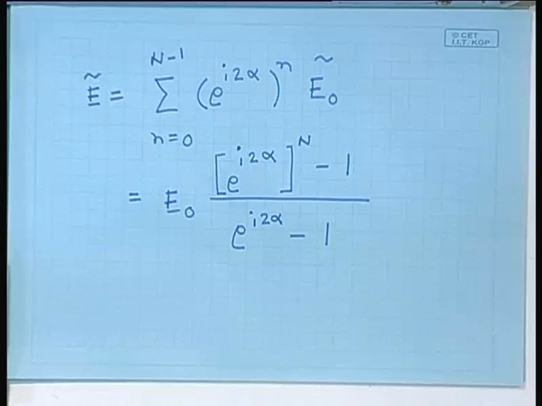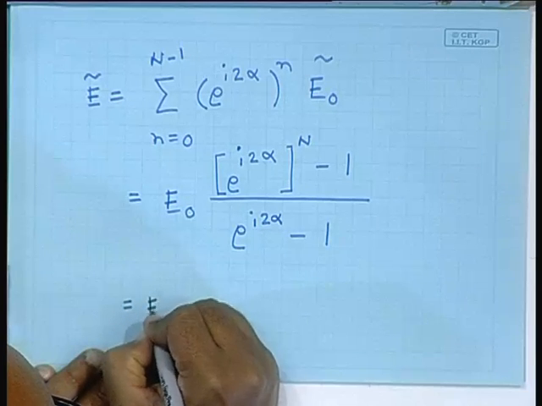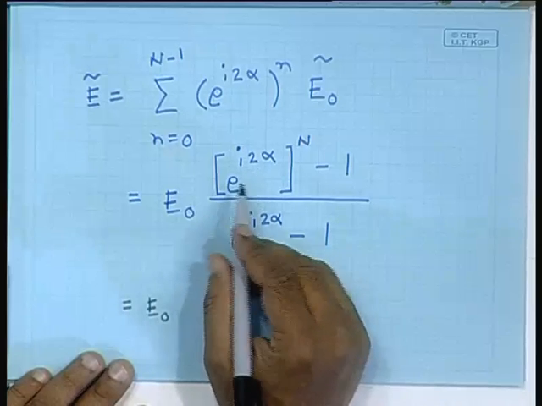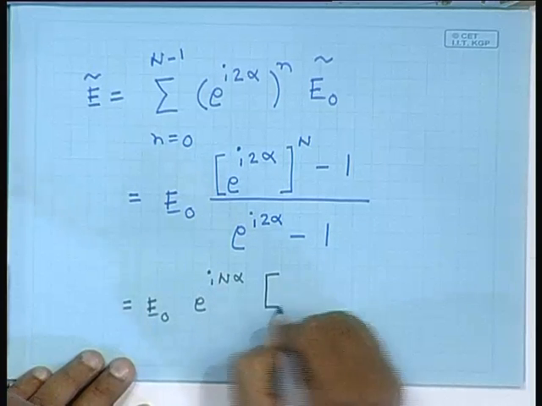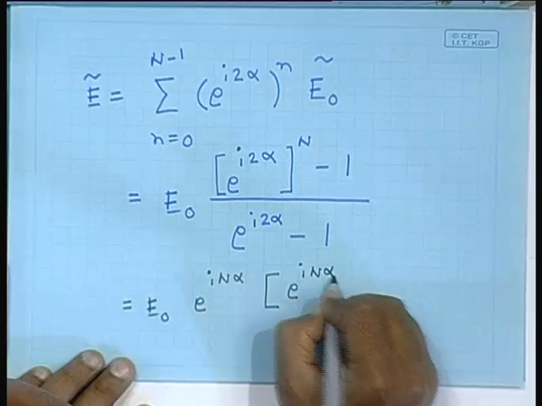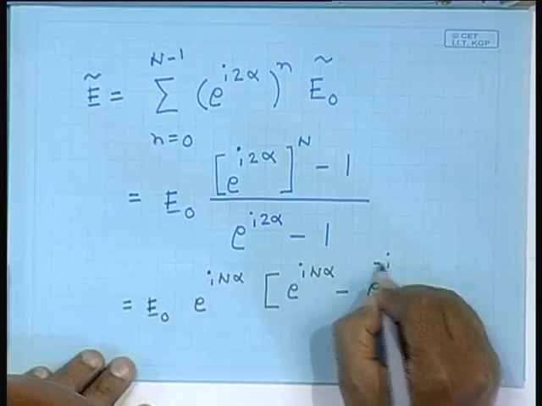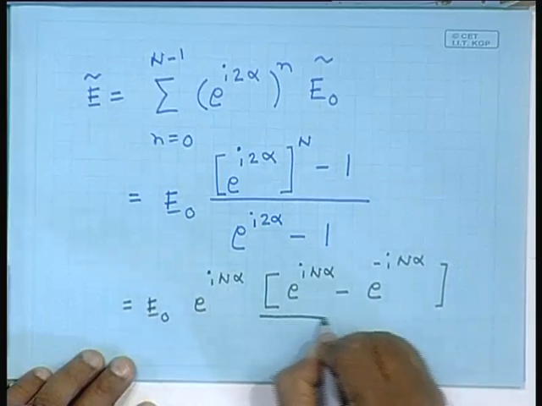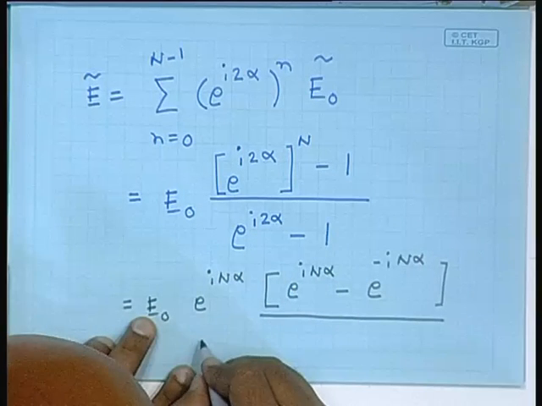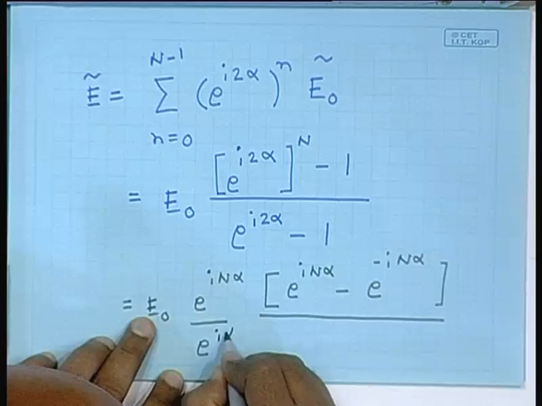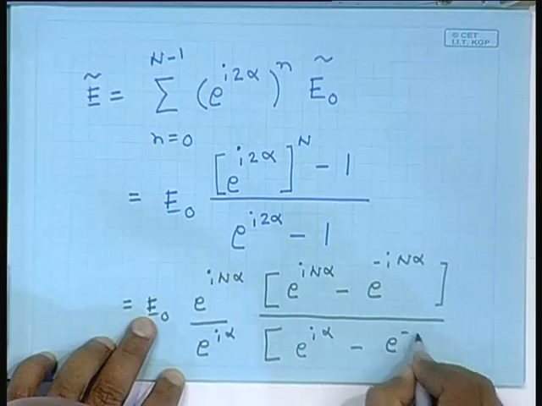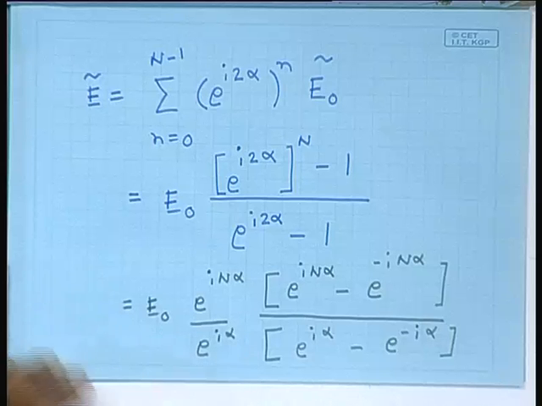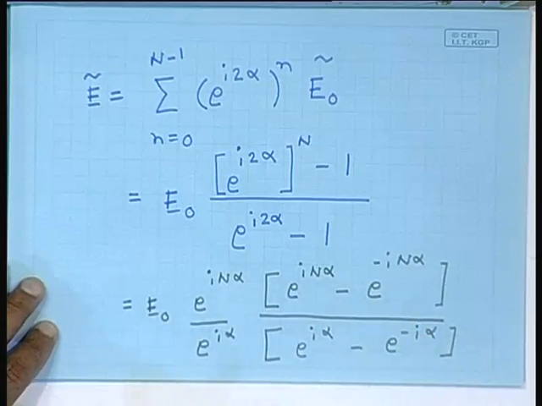We have summed up all the contributions from all of the oscillators. We want to simplify this expression a little bit, and this can be done by writing it as E 0. I will take e to the power i n alpha common over here. So, I have e to the power i n alpha common, and then what I have over here is e to the power i n alpha minus e to the power minus i n alpha, divided by, in the denominator I will take e to the power i alpha common. So, in the denominator I will have e to the power i alpha minus e to the power minus i alpha, and you can see that this is going to be sine n alpha, this is going to be sine alpha.